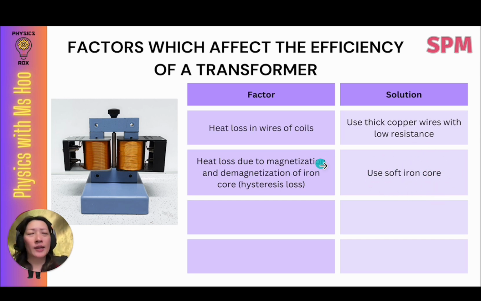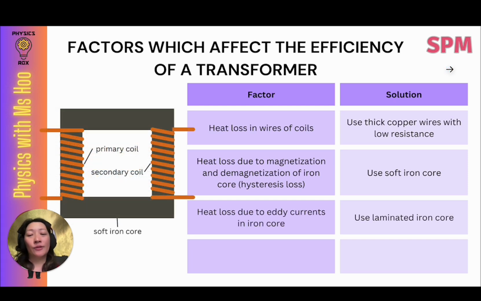Some students may question, this is a strange factor, aren't we already using iron? So just to let you know, if you wanted to build a transformer using other magnetic materials like steel, is it possible? Yes. But a problem with using materials like steel is that even though steel can magnetize and demagnetize, it does not happen easily and produces so much heat because it's constantly trying to magnetize and demagnetize, but it takes a long time and a lot of energy to make that happen. So that's why we don't use magnetic materials like steel. We use iron because it's easier, therefore less heat loss.